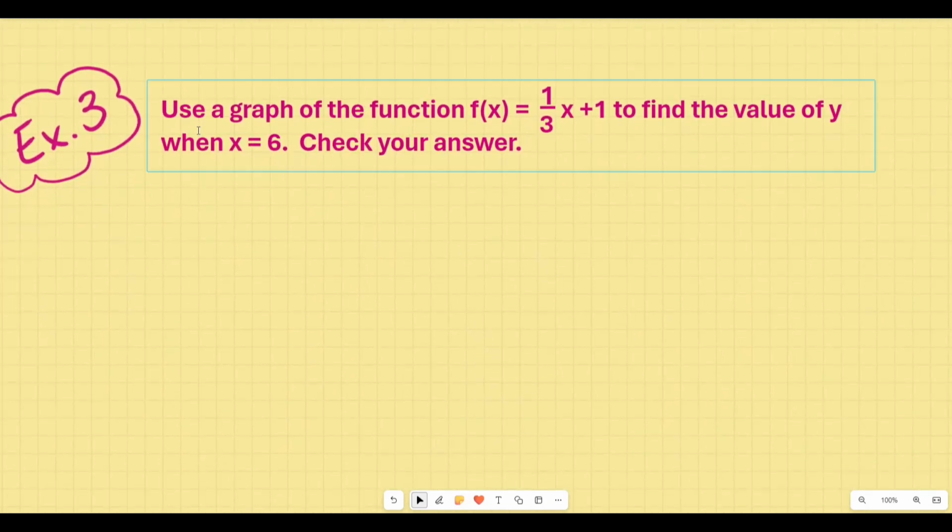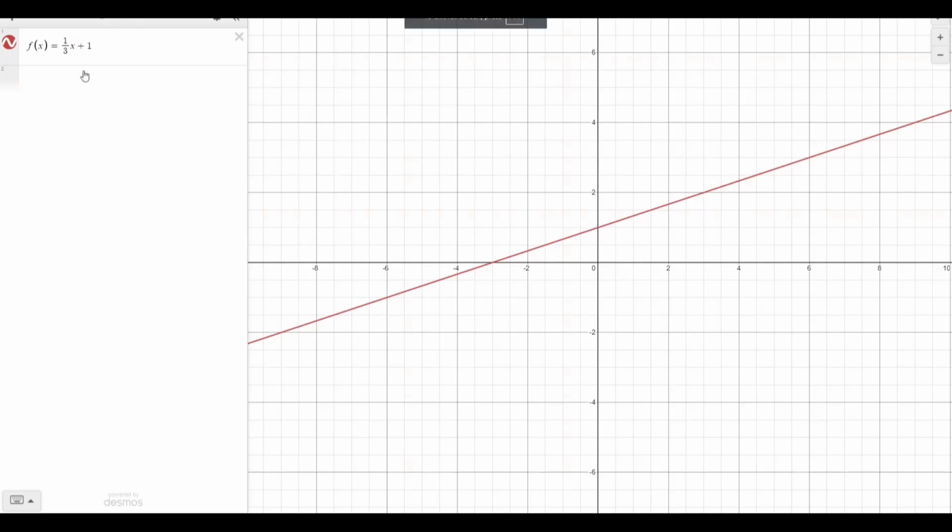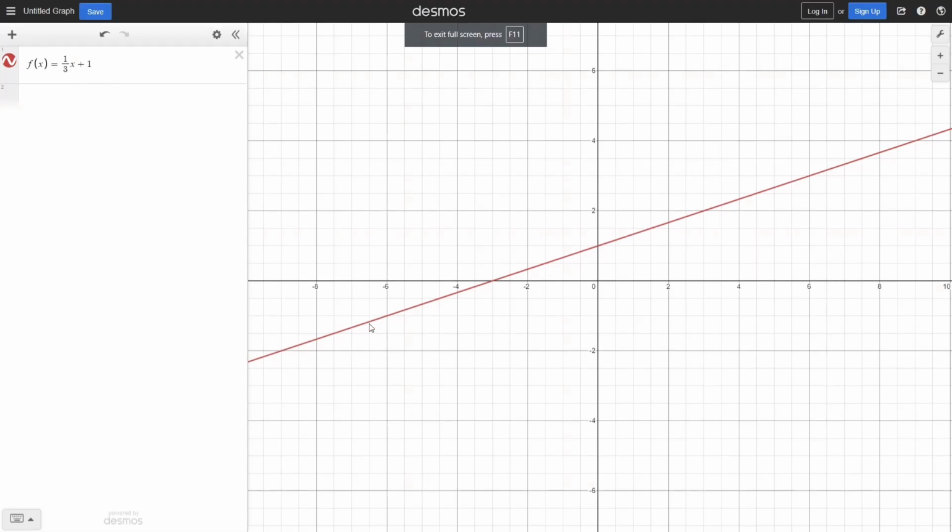All right, so this time we're asked to use a graph of the function f of x is equal to 1/3 times x plus 1 to find the value of y when x is equal to 6. And then afterwards, we're going to check our answer. Well, I went ahead and went to Desmos and I typed in this function. And once you type that function in, this is what the line looks like. Again, linear functions, that's what we're talking about.